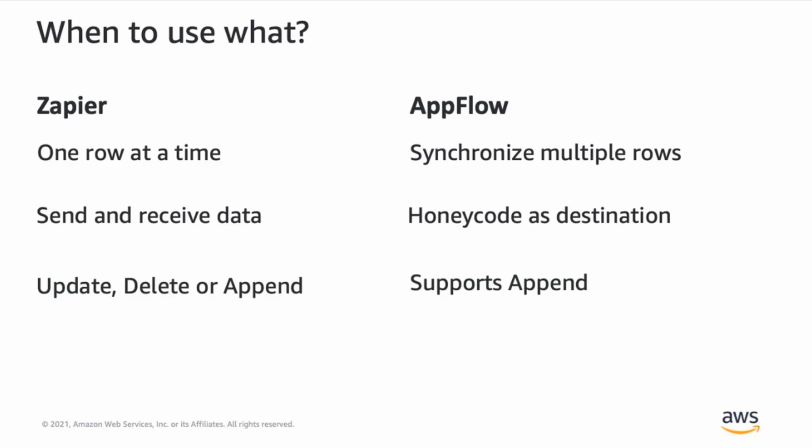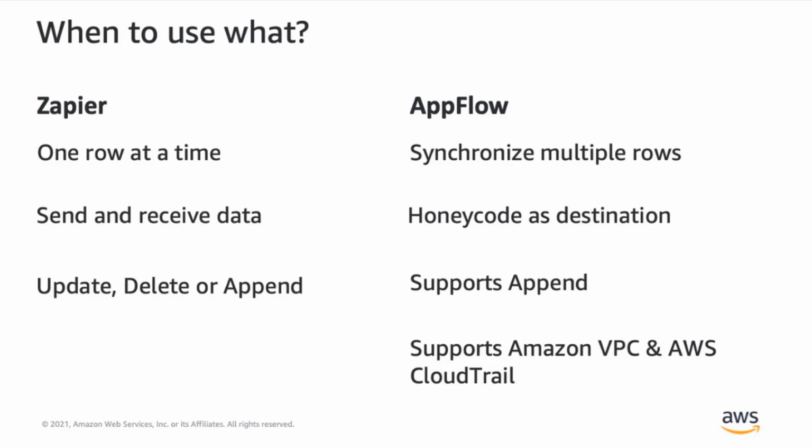Finally, think about operations you might want to perform. Zapier supports a robust set of operations, as AJ showed earlier. Update or insert, delete, and read are supported in addition to append. Append is also supported by AppFlow. The final thing to think about is that AppFlow supports AWS services such as CloudTrail-based logging and securely moving data within Amazon VPCs so it does not travel over internet. That might be something to consider if those things are important for your use case.